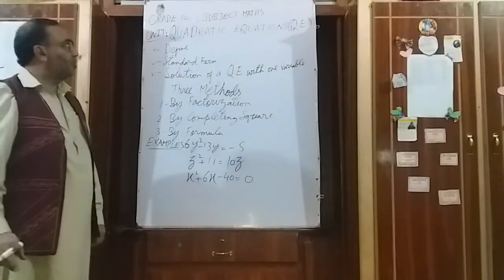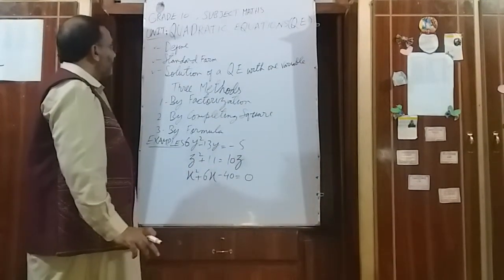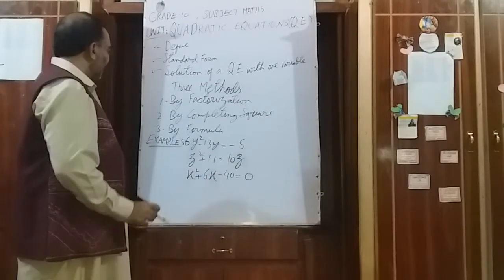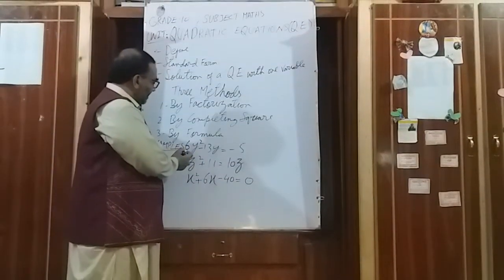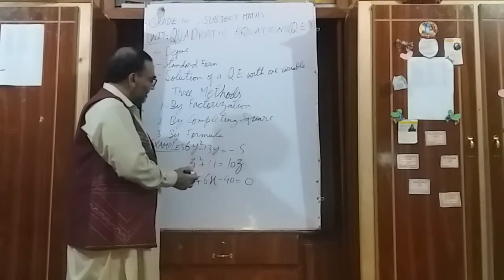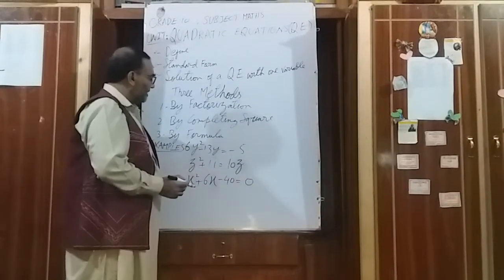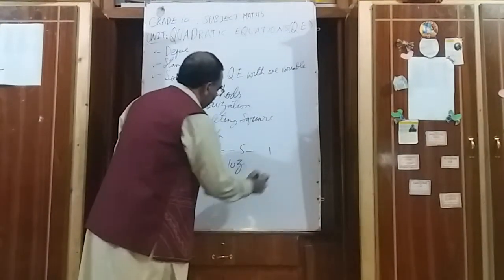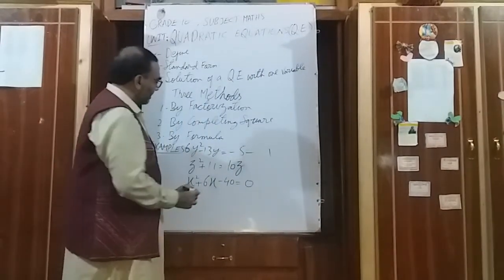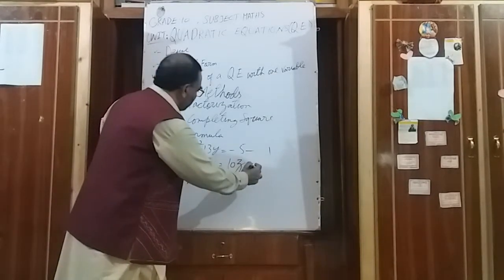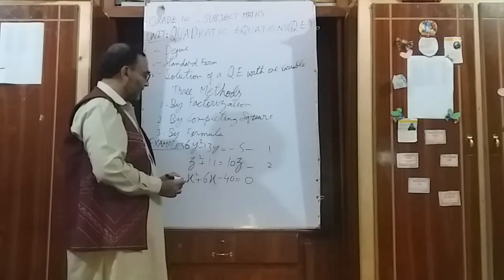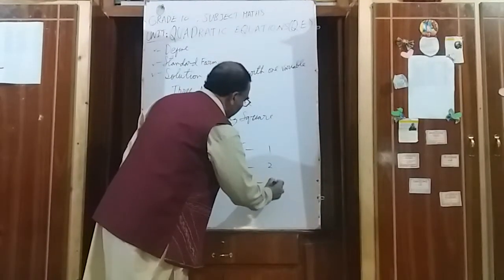So all of you learned about the equation or algebraic equations. Like in the below example, we have three equations. 6y square minus 13y is equal to minus 5. This is one equation. Z square plus 11 is equal to 10z. This is second equation. X square plus 6x minus 40. This is the third equation.